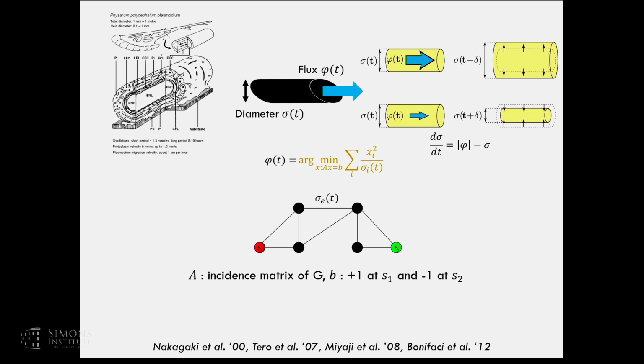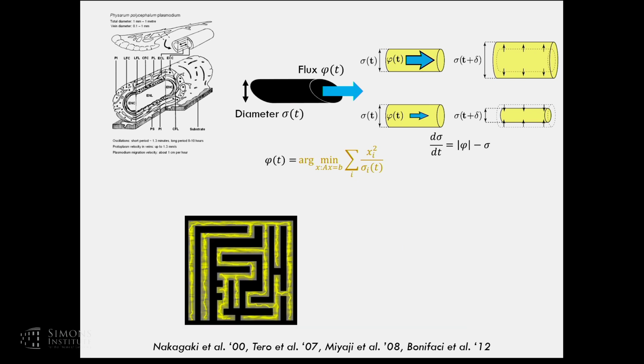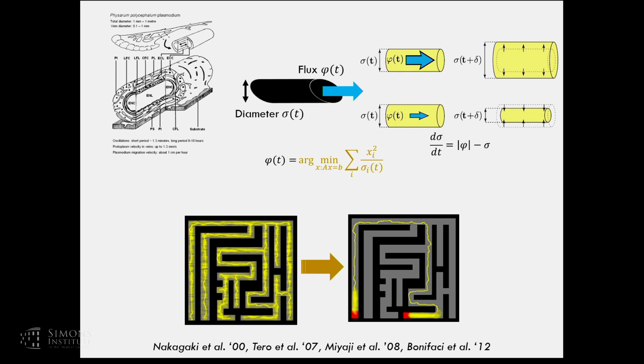That this is what happens. You may ask what is the subspace Ax equal to b. In this case, A is the incidence matrix of the maze, where the two food sources are labeled S1 and S2, and you can arbitrarily pick one and say that is +1 and the other to be -1. So you can view the slime mold in a maze as a collection of interconnected tubes whose diameter changes with time. And it was proved by Bonifaci and others, building upon some prior work, that this dynamical system always converges to a shortest path in a maze.